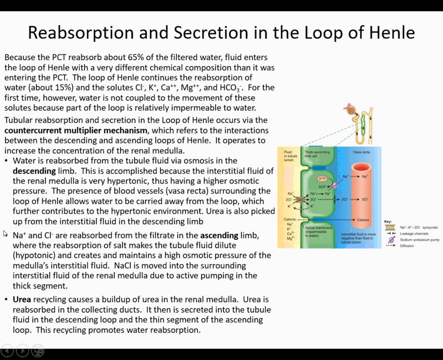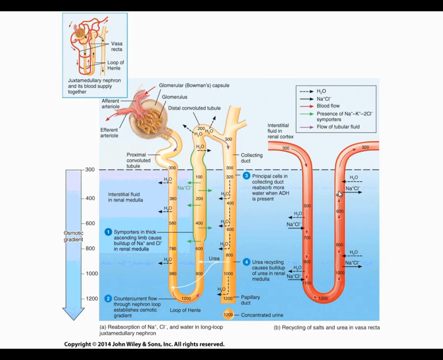Okay. This creates and maintains a high osmotic pressure in the medulla's interstitial fluid to promote osmosis of water, what we were just talking about. Sodium chloride is moved into the surrounding interstitial fluid of the renal medulla due to active pumping of the thick segment. And that's what we're showing right here. Sodium chloride coming into the cell, and then active transport tells you that it requires ATP to pump it out into that interstitial space. Does that make sense? Pretty complicated what's happening, but it's pretty cool what's happening.